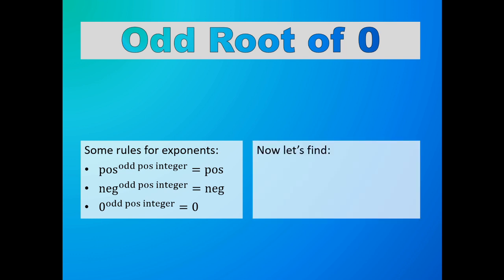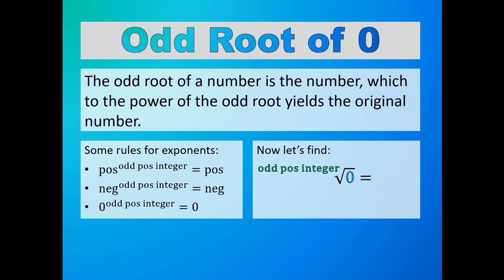Now let's find the odd positive integer root of 0. The odd root of a number is a number which to the power of the odd root yields the original number. So here is the answer to the exponents problem of 0. Here is the power of an odd positive integer, and here's the base of 0. So the odd positive integer root of 0 is equal to 0.